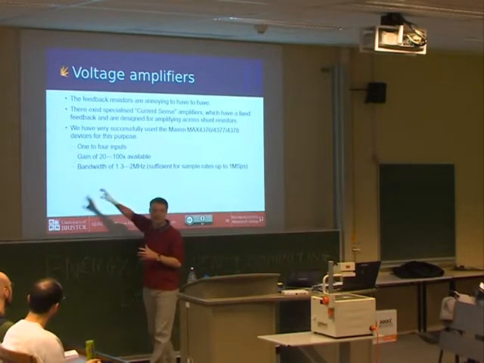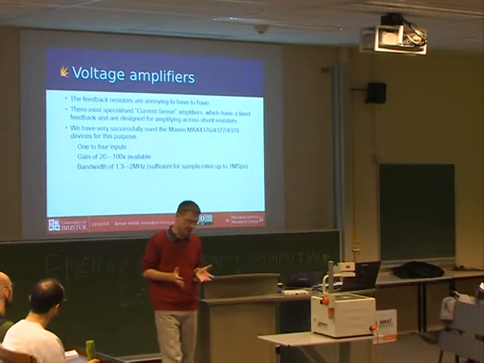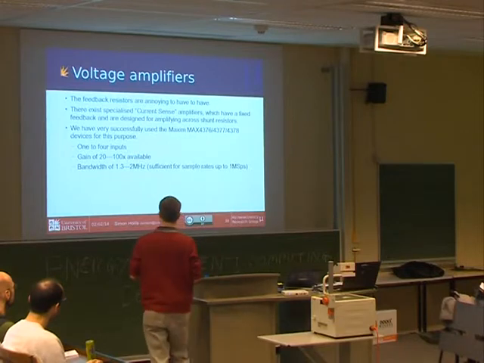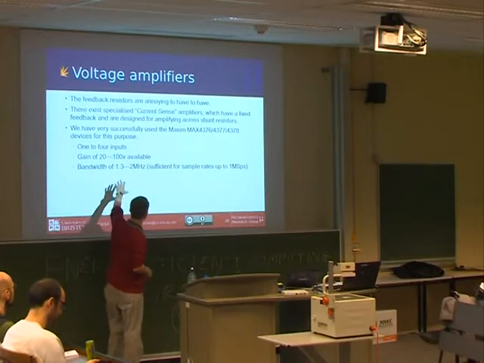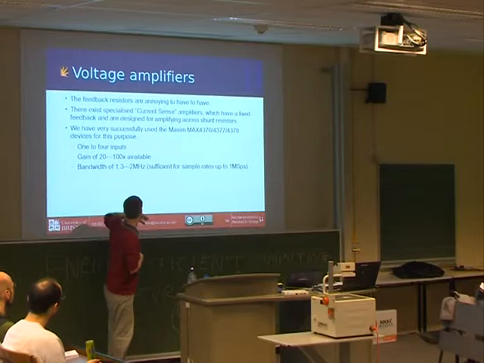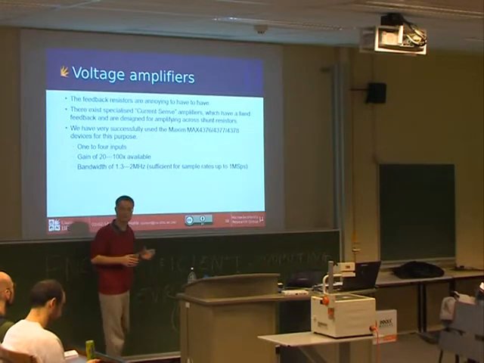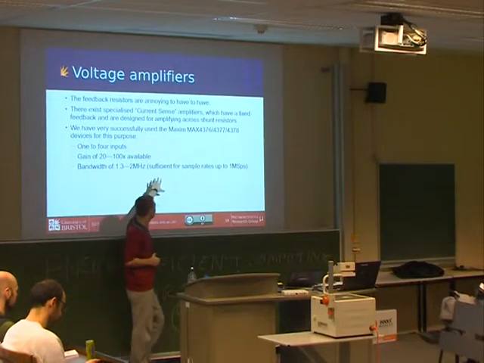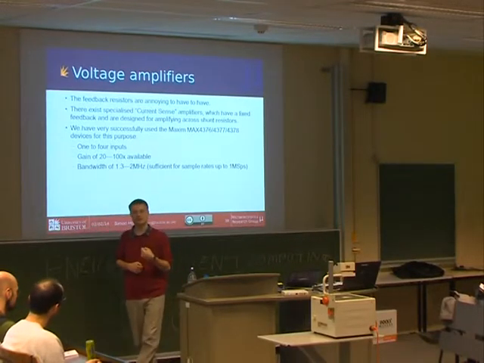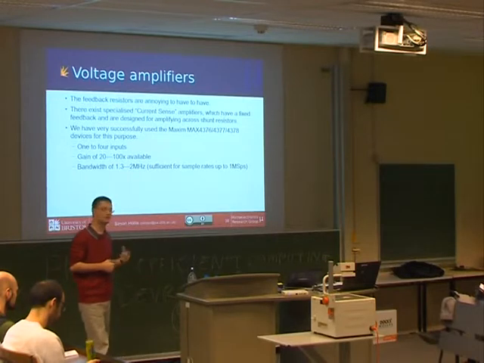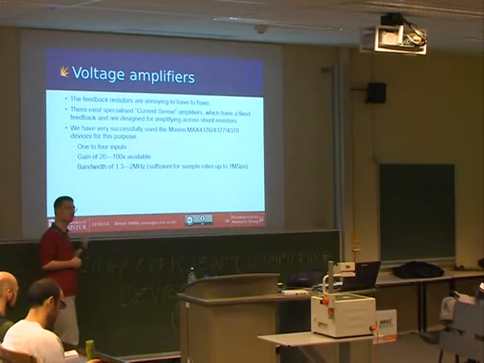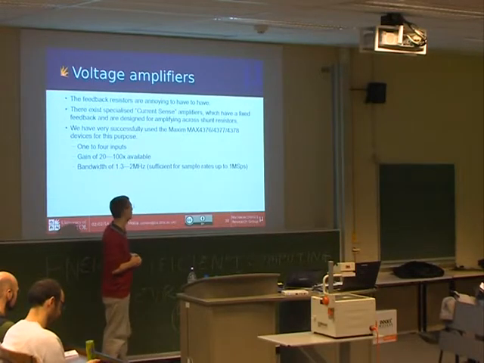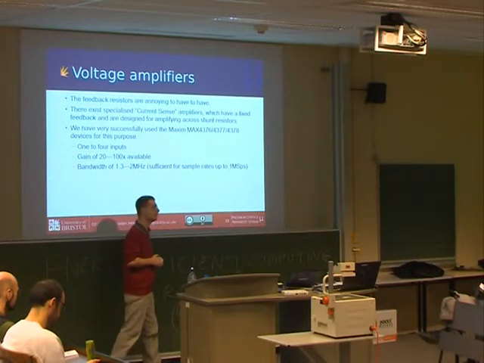The devices have this fundamental limit called bandwidth, which says, what's the fastest signal that I can amplify? These devices actually have very low bandwidth, and that's because they amplify so highly. They go up to about 2 megahertz. What that means is that you can't accurately measure a signal that's changing faster than about a million times a second. There's no point in measuring faster than that, because the devices don't have the bandwidth.